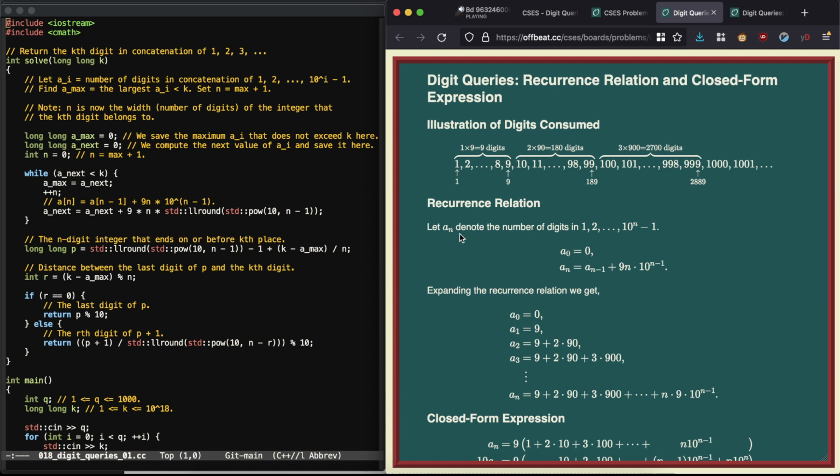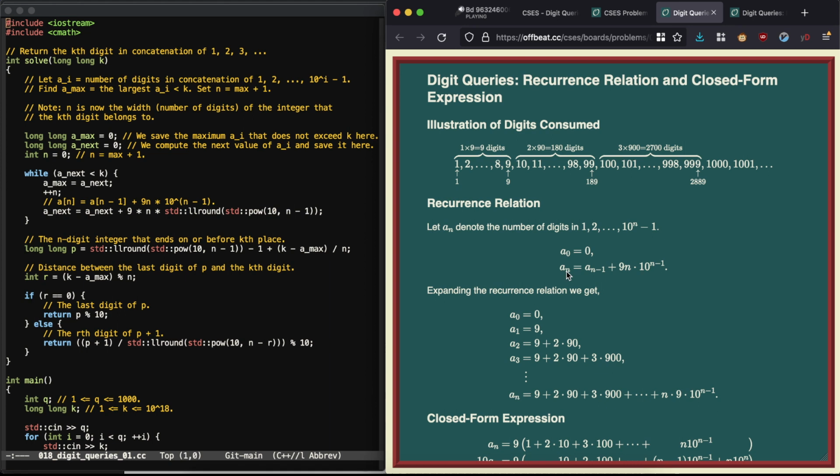So let an denote the number of digits in 1, 2, 3, and so on up to the largest n-digit integer. For example, if you plug in 3 here, we get 999, the largest 3-digit integer. And A0 doesn't have a lot of meaning in this problem, but I'm just choosing a nice starting point. It doesn't make sense in our problem because we'll always have at least one integer. But I'll just say A0 equals 0. So I can just assume that if there are 0 numbers, then they consume 0 digits. So that's the starting point.